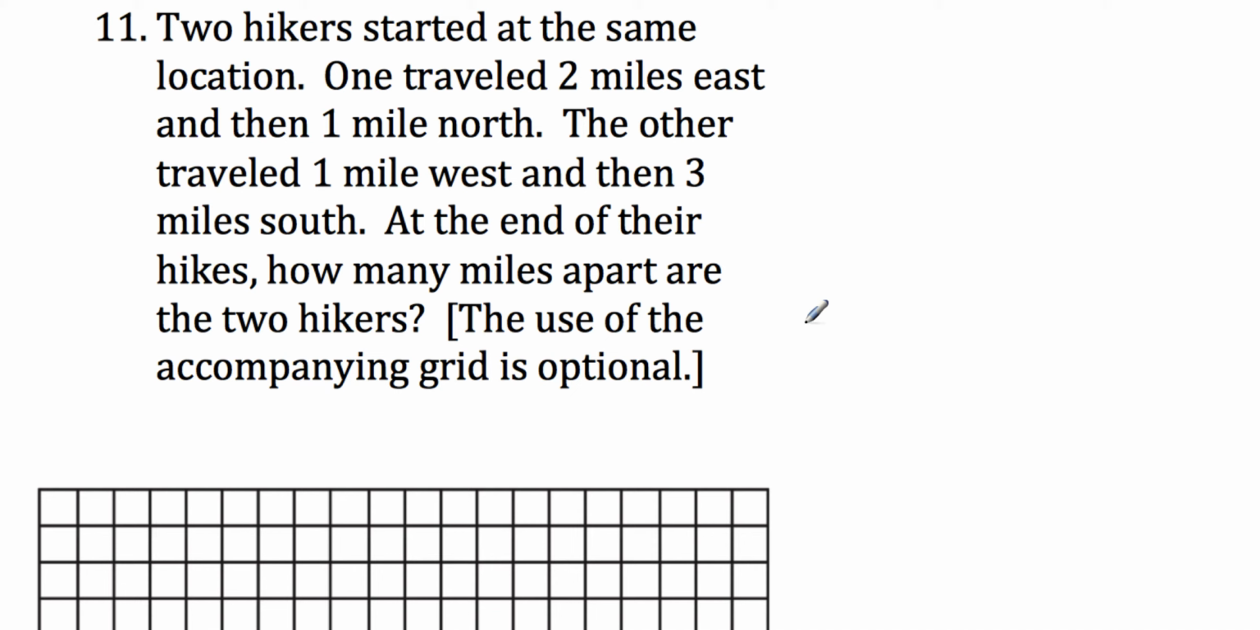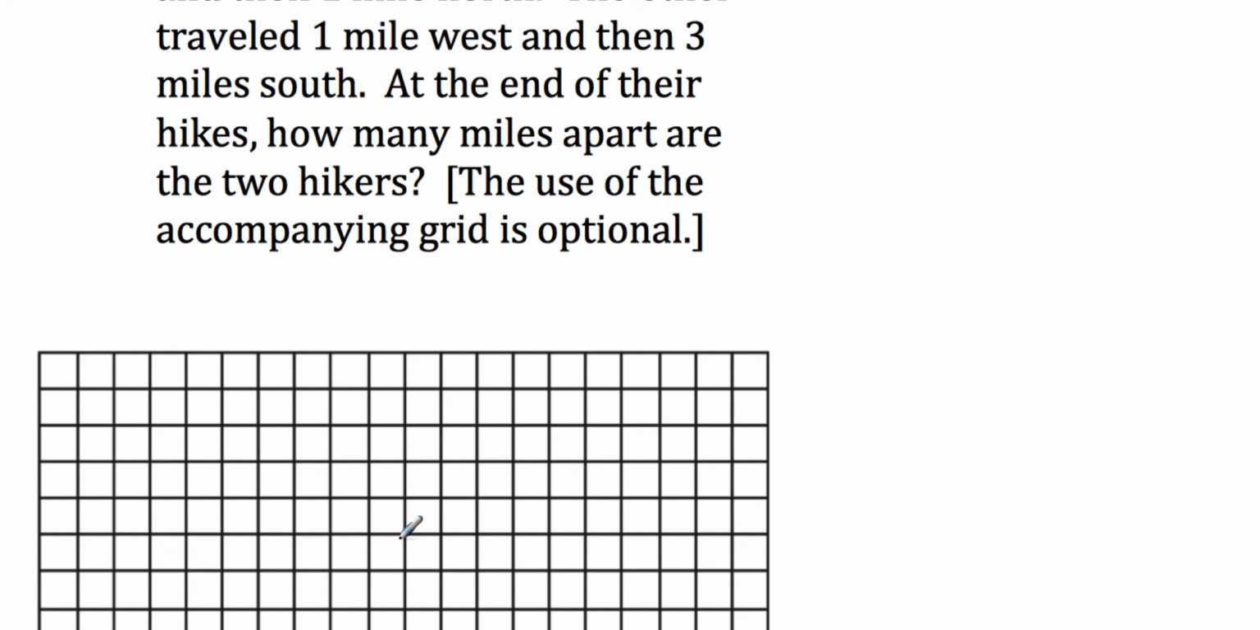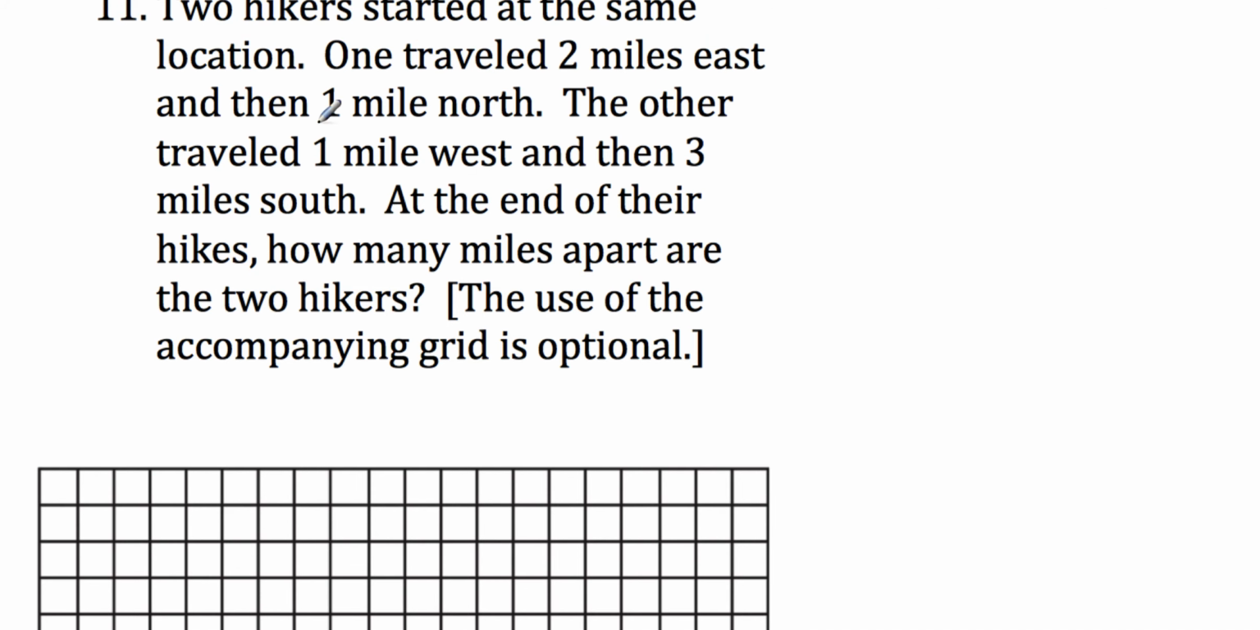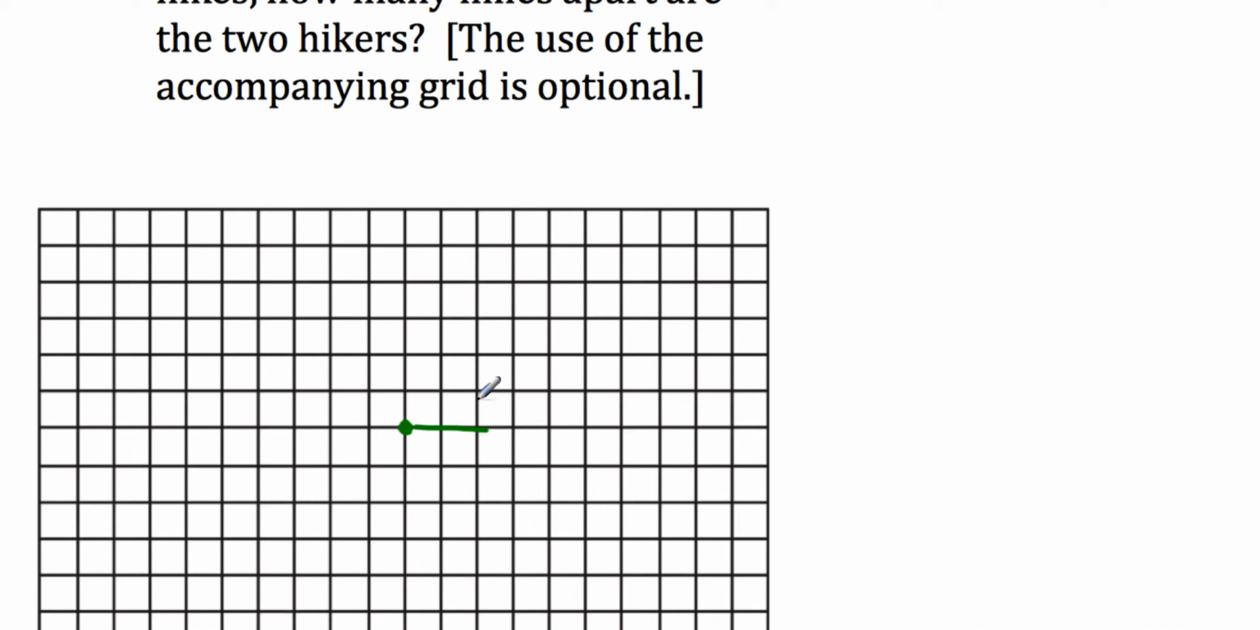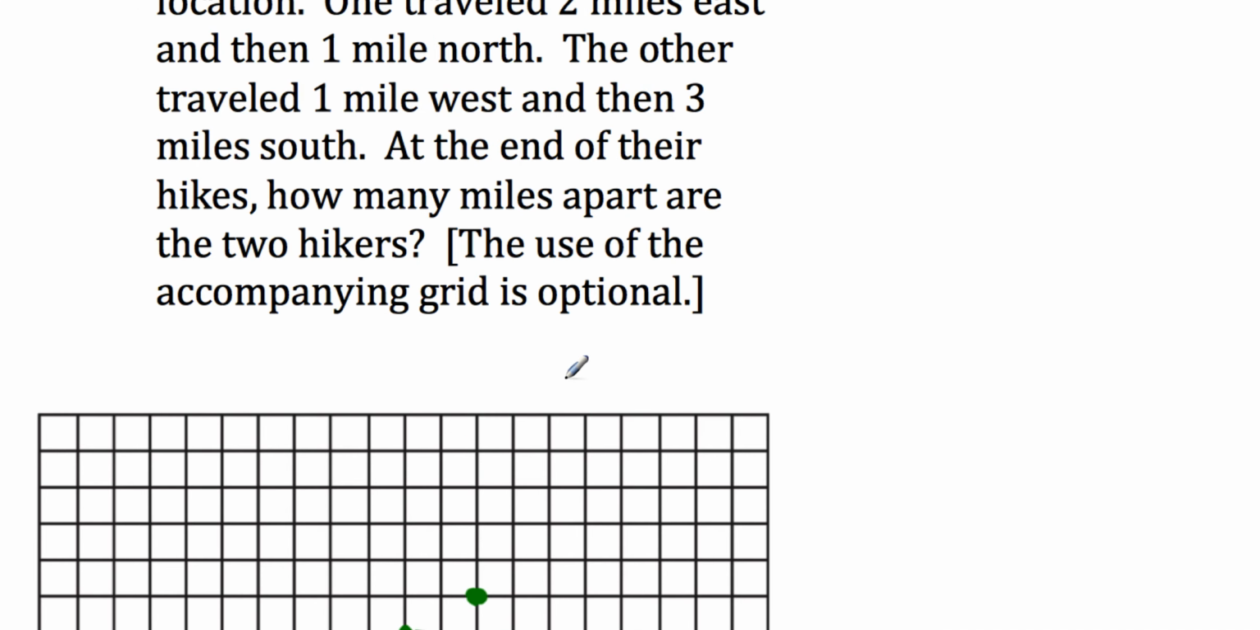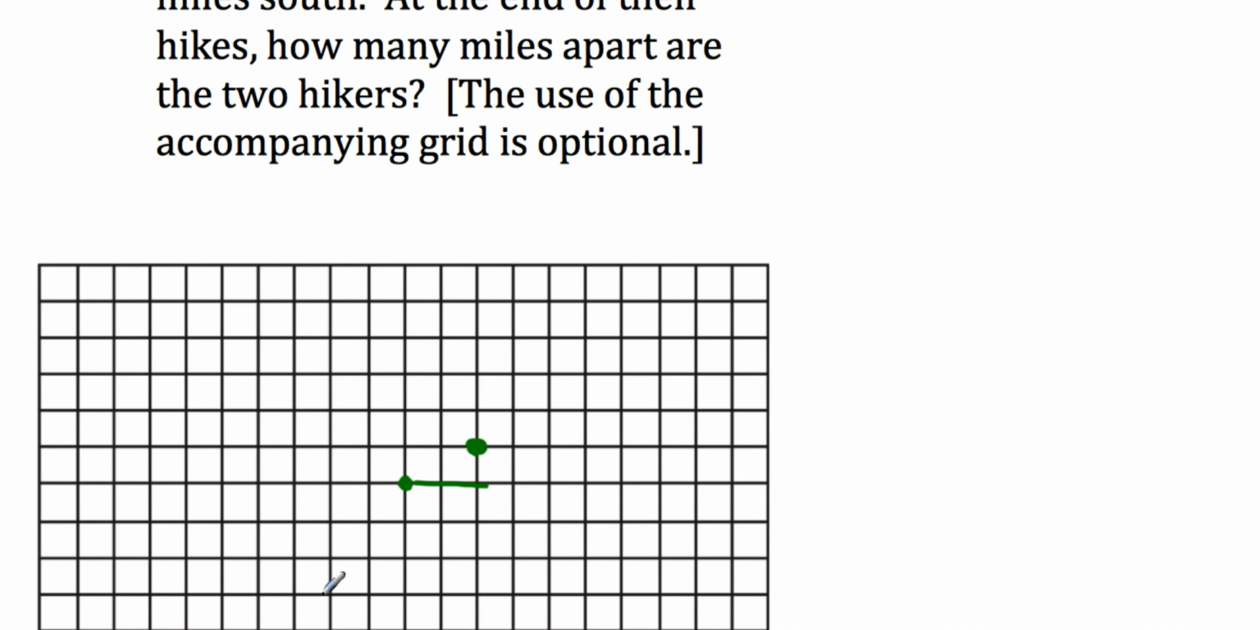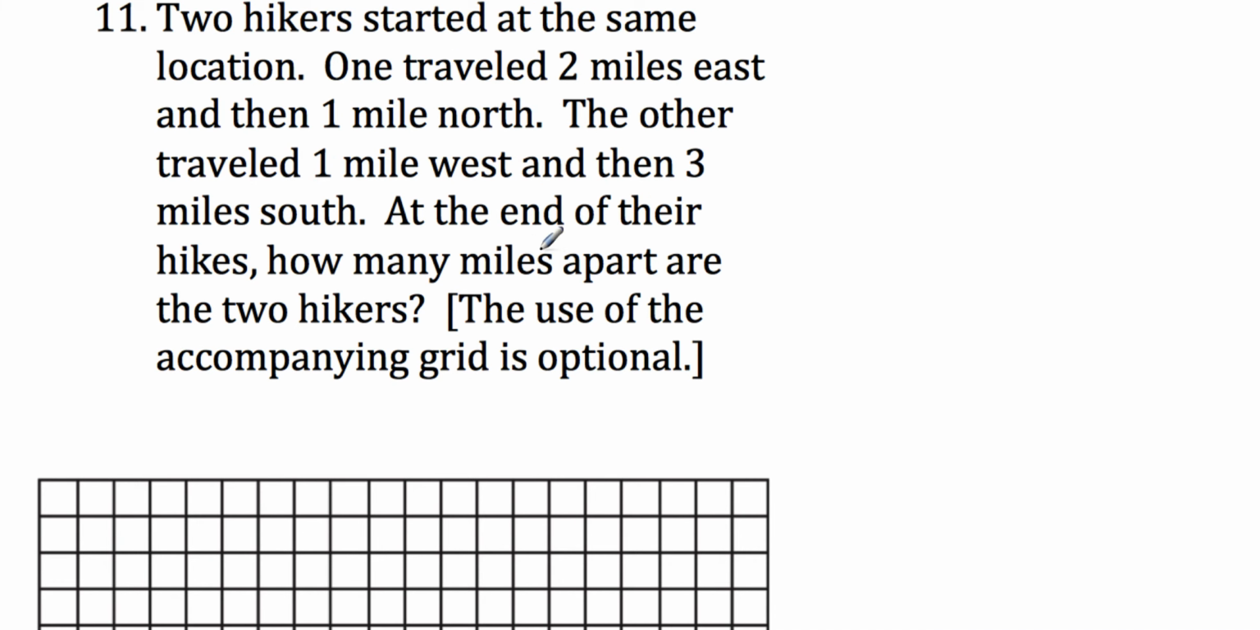Number 11. 2 hikers started at the same location. So one traveled 2 miles east. So here, let's call this one as the point. 2 miles east to the right, and then 1 mile north. So that's the location of the first hiker. Second is 1 mile west. That's right. And 3 miles south.